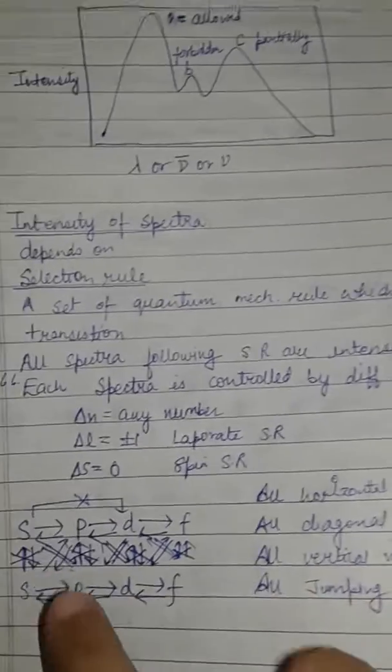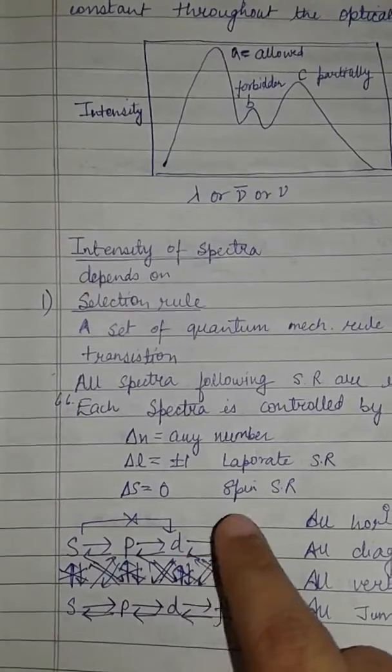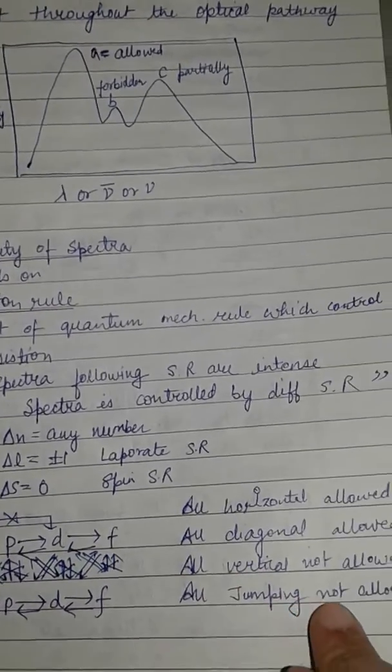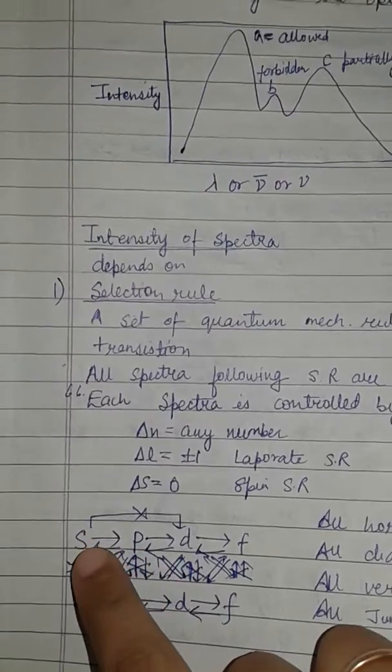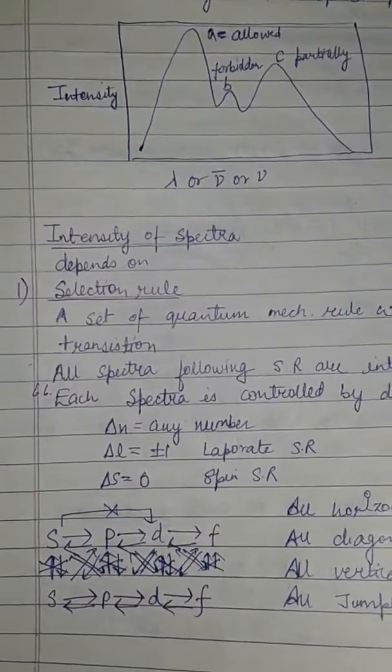But all verticals are not allowed. Example S to S, P to P, D to D, or F to F are not allowed. And all jumping are not allowed. Example S to D is not allowed, P to F is not allowed.